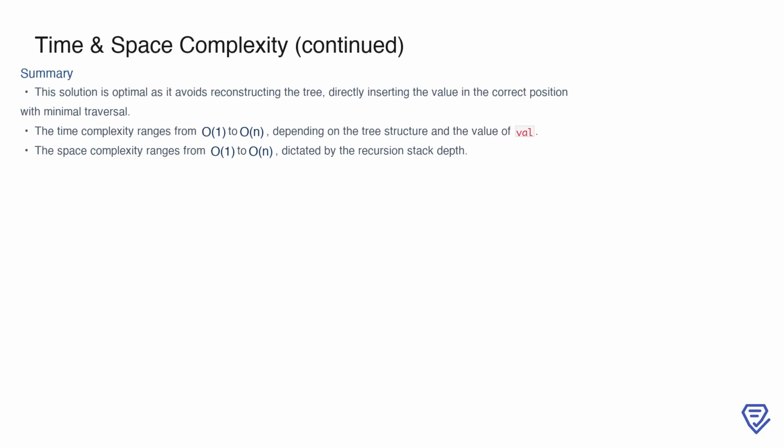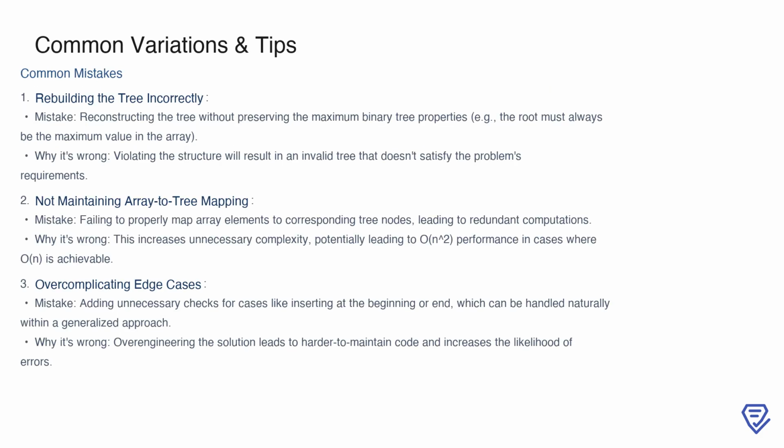Similarly, the space complexity depends on the recursion stack depth, ranging from O(1) in the best case to O(n) in the worst case. By modifying the tree in place and limiting unnecessary operations, this approach achieves significant efficiency both in terms of time and space. When working on problems like maximum binary tree 2, there are a few common mistakes to watch out for.